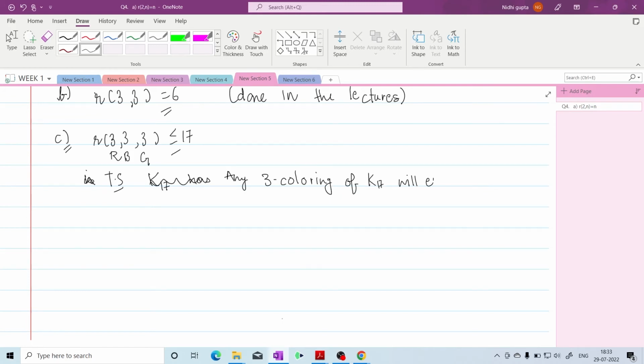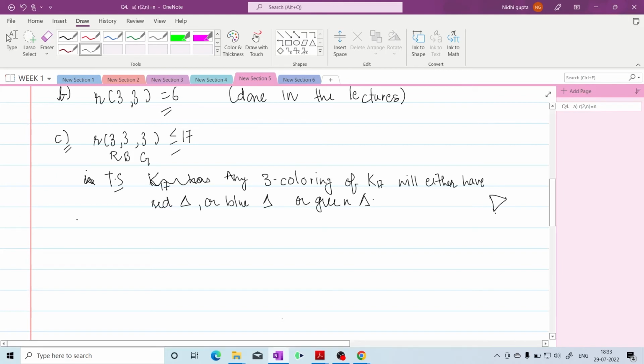will have either a red triangle or a blue triangle or a green triangle. So we will be using the previous part for it, which says that any 2-coloring of any K6 will have either a triangle of the first color or a triangle of the second color. Why are we saying triangle? Because on 3 vertices, the complete graph is just the triangle.